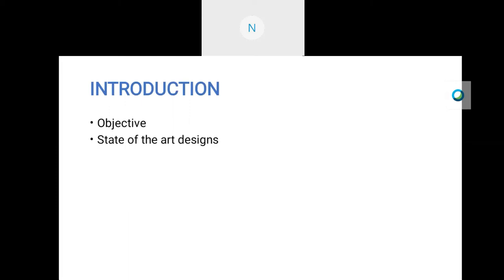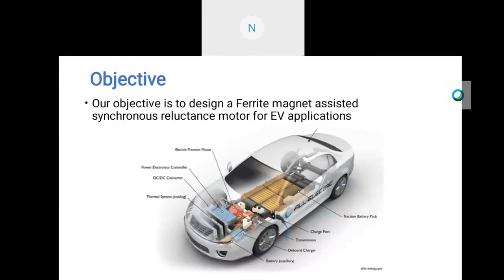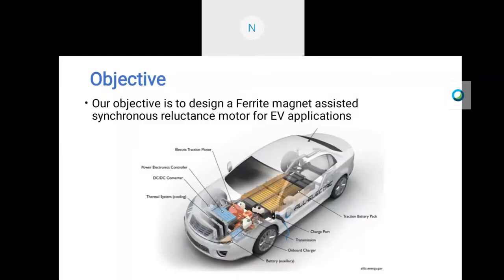For that, we have to know the historical background, how it works, how it starts. So coming to the state of the art designs, at first we already know that for electric vehicles, induction motors are used. Then when permanent magnets were developed, permanent magnet synchronous motors were developed, which are very great power density motors, which provide high torque at a very small volume.